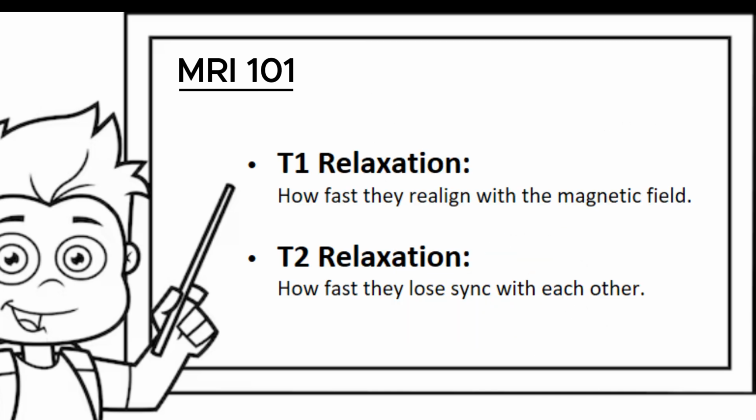The first is called the T1 relaxation time, and this tells us how fast they realign with the magnetic field. And the second is the T2 relaxation time, which tells us how fast they lose sync or synchronization with each other. Different substances like blood at different stages change how these protons behave, and that is how we get different shades of black, gray, or white on the scan. So, let's meet the cast of characters that emerge after a brain bleed, and this is where the real detective work begins.